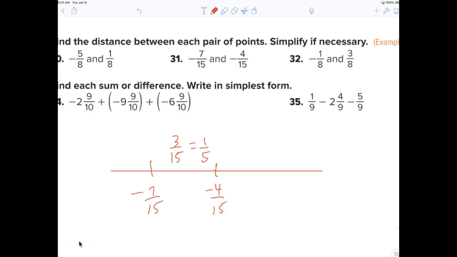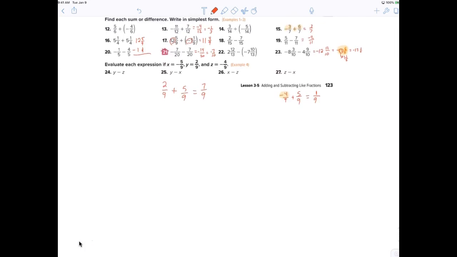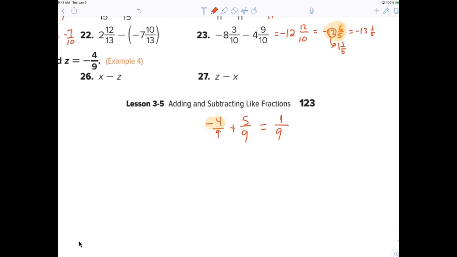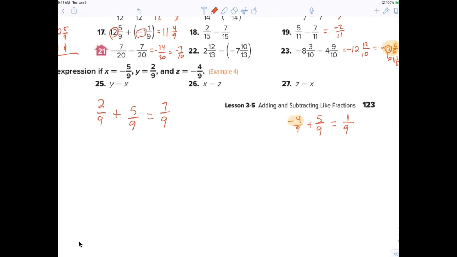I have a question on 27. I didn't understand how it became positive, but the negative 4 stayed. The negative 4 stayed. Okay, so Z is what?